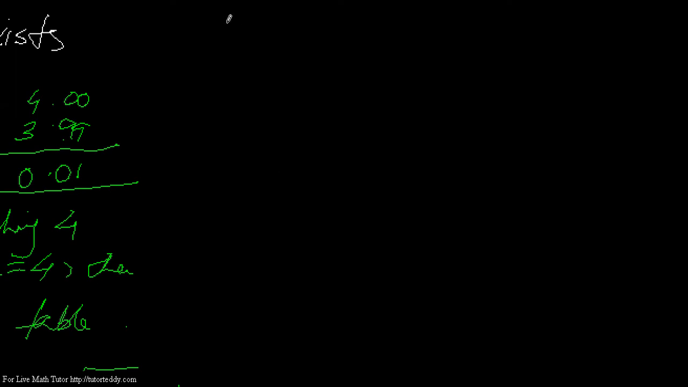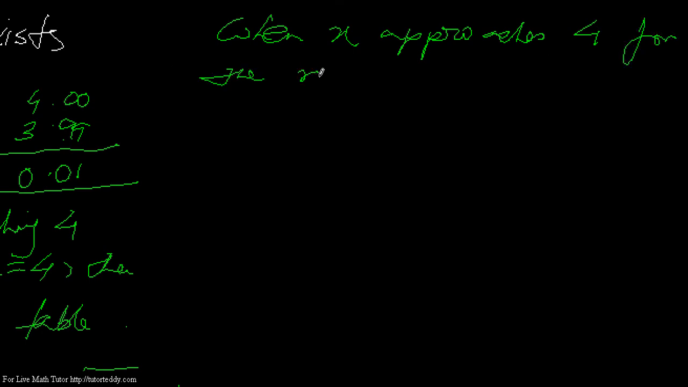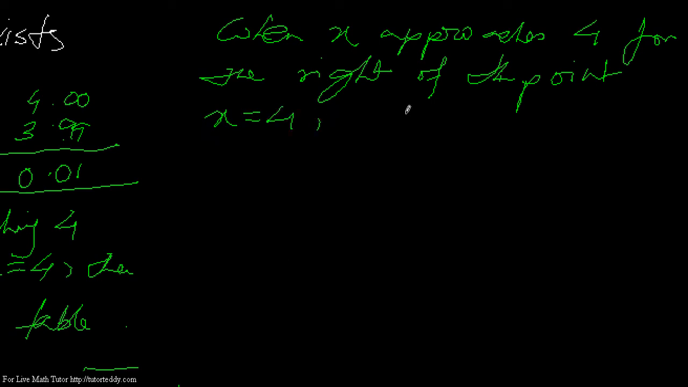So when x approaches 4 plus, when x approaches 4 from the right of the point x equals 4, that is x tends to 4 plus, what happens then?